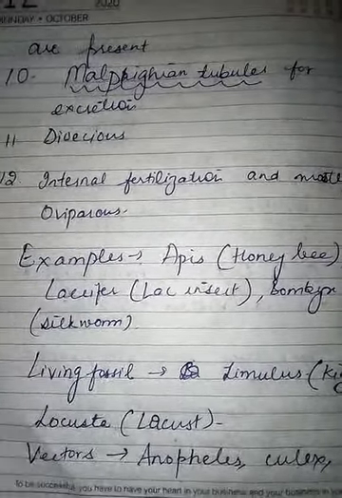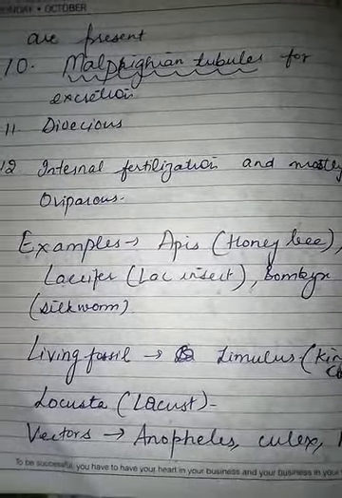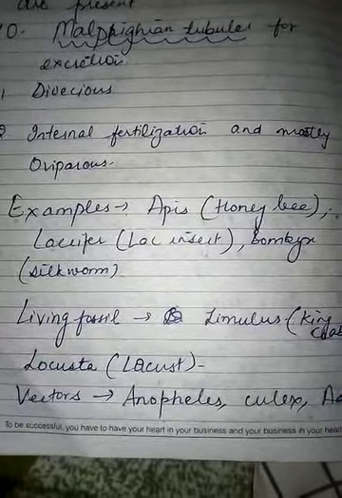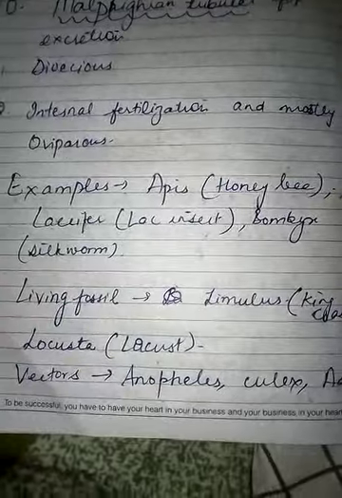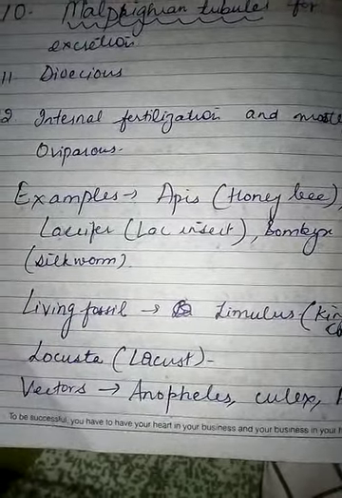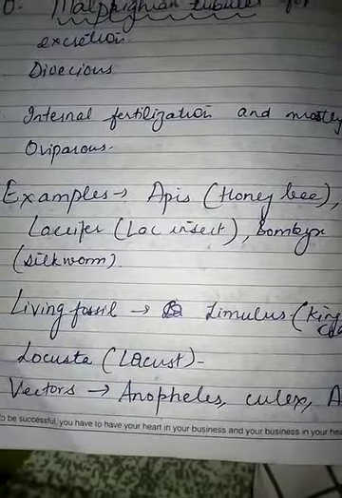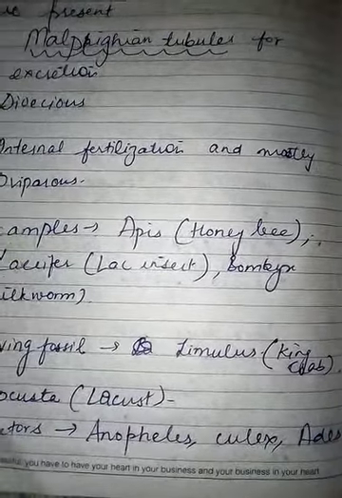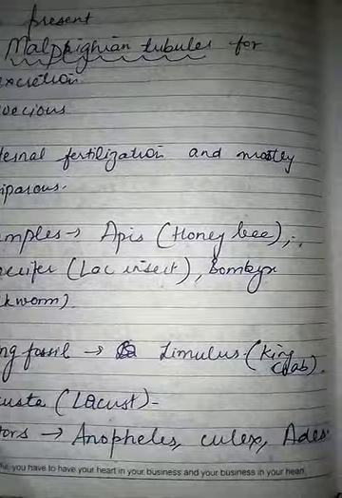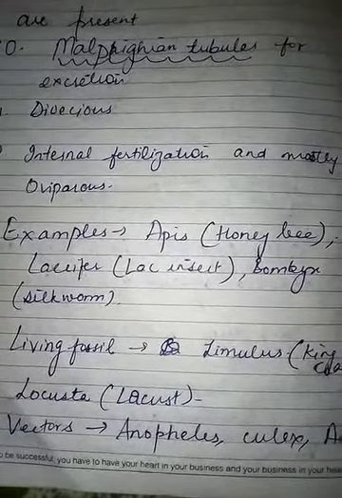They are dioecious, meaning sexes are separate. Internal fertilization and mostly oviparous. Examples: honeybee, lac insect, silkworm. A very important example is the living fossil, Limulus. Vectors are included in Arthropoda. All the insects are included in Arthropoda: Anopheles, Culex, Aedes. Living fossil is Limulus.